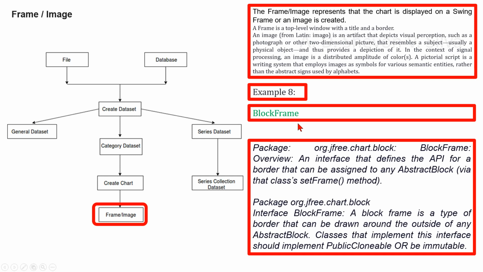Interface BlockFrame in package org.jfree.chart.block. A BlockFrame is a type of border that can be drawn around the outside of any AbstractBlock. Classes that implement this interface should be public, cloneable, or immutable. This interface is implemented by BlockBorder and LineBorder.